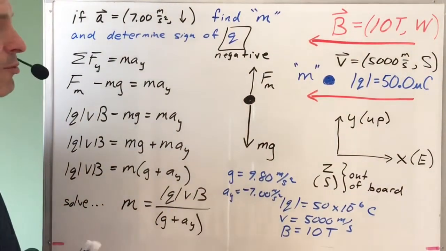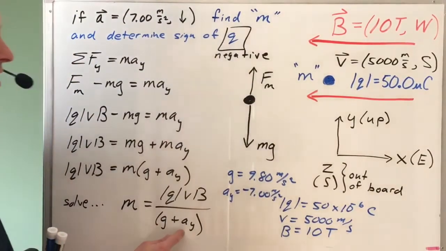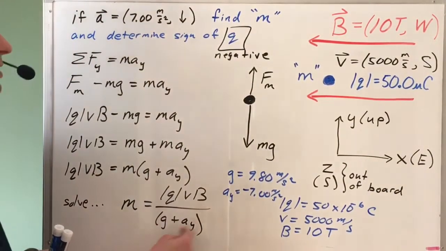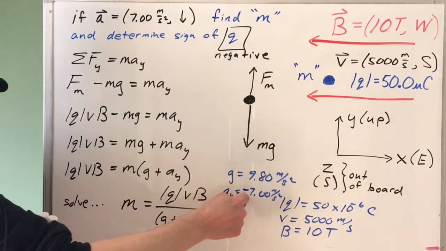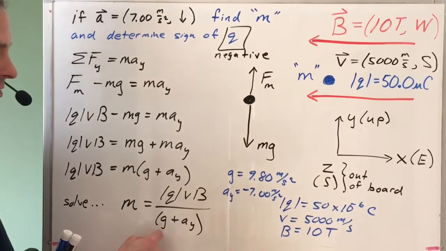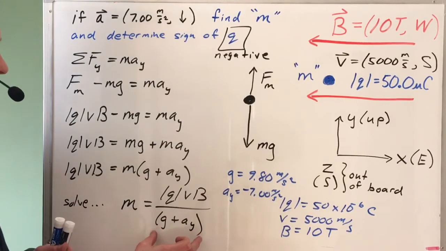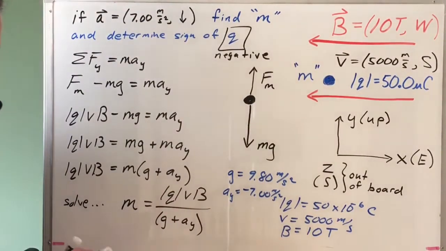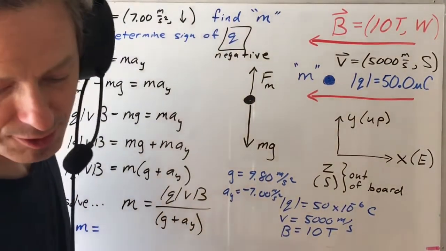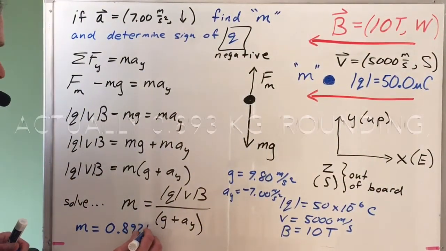G is a positive 9.8 meters per second per second. Remember, G is the magnitude of the free fall acceleration. And A sub y, this is a y component, is 7 meters per second, downward, so negative for the negative y direction. So I'd have 9.8 plus a negative 7 meters per second. That's going to give me a positive 2.8 meters per second here, and all these other things are positive. The mass comes out as, I'll write the answer, if you plug all those things in, 0.892 kilograms.